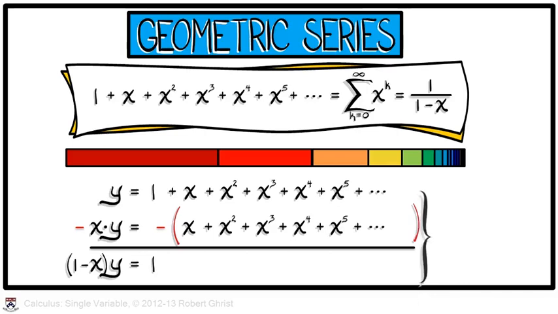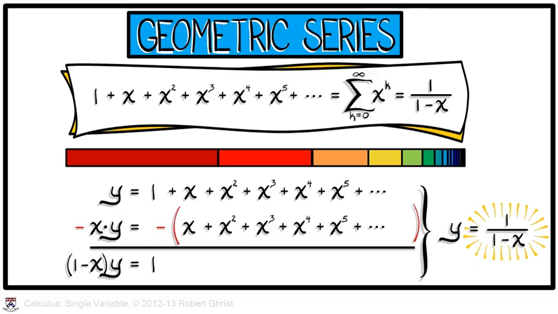Factoring and solving for y gives that y equals 1 over 1 minus x. That is clear as far as an algebraic manipulation, but does this actually work? Does it make sense? What happens if we plug in x equals 1?